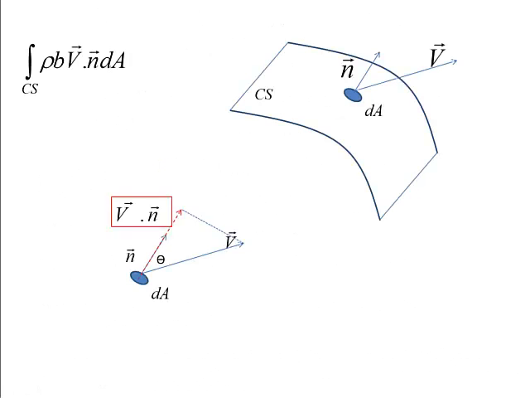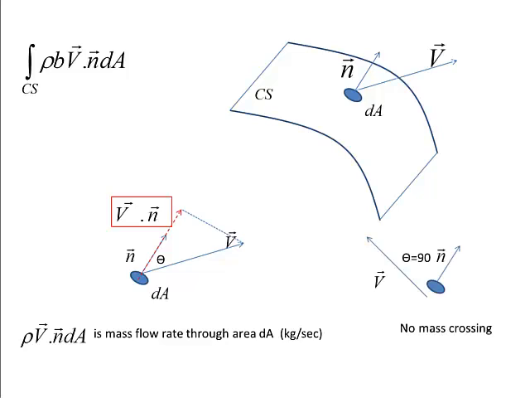V.n is essentially the projected velocity of the fluid particle onto the normal vector of a differential area. This is the velocity component normal to the differential area. Rho times V.n dA is the mass flow rate through the area dA. Note that, if vector n and velocity V are orthogonal, no mass is crossing this area. Finally, when multiplying the mass flow rate with the intensive value of the system property, and integrating over the entire surface, we see that the final term corresponds to the net flow of the intensive property into the control volume through the control surfaces.